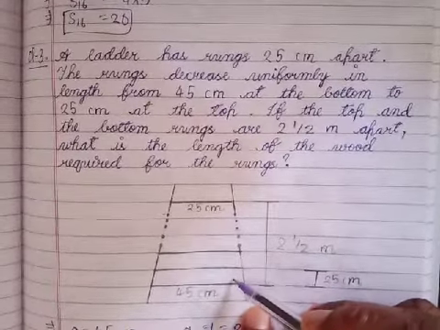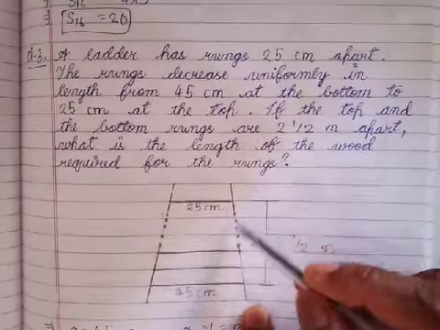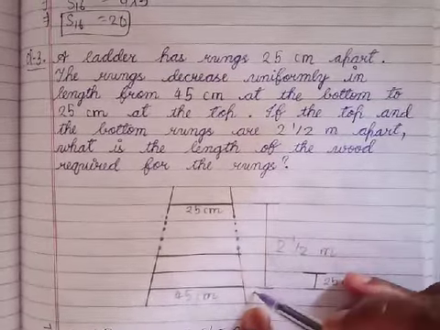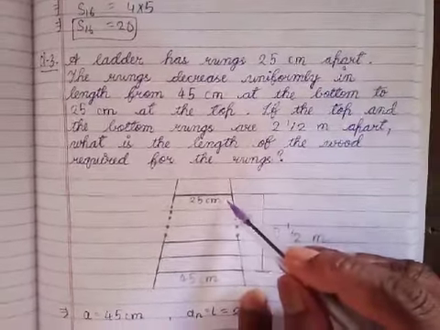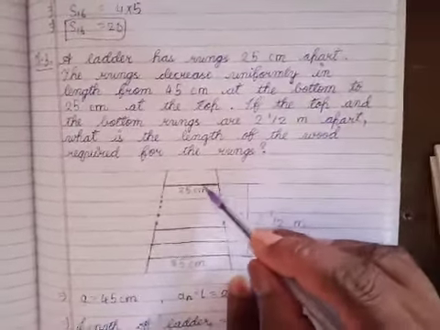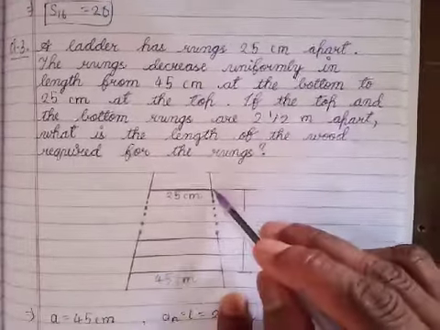So first we have to find the number of rungs. How can we find the number of rungs? This whole length divided by 25, plus 1. Now in this case we have to understand why we are doing plus 1.